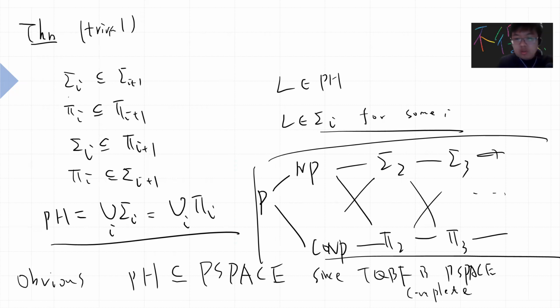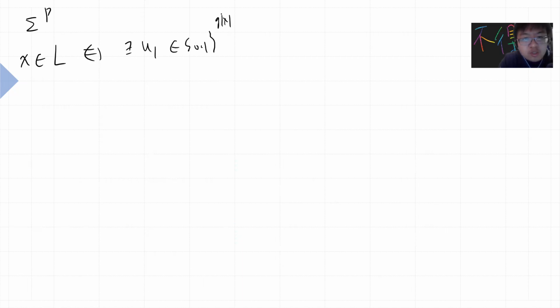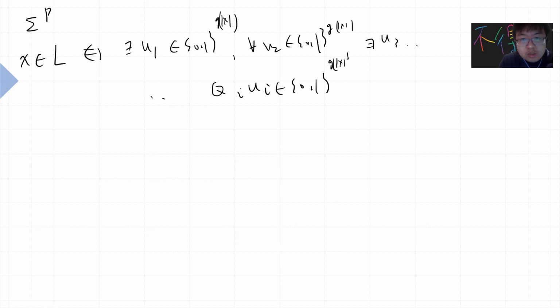Let me write down some more detailed definitions. Sigma_i^p means that if x belongs to L, there exists u1 in {0,1}^q(x), and for all u2 in {0,1}^q(x), there exists u3, and so on up to Q_i u_i in {0,1}^q(x), such that M(x, u1, u2, ..., ui) is 1.